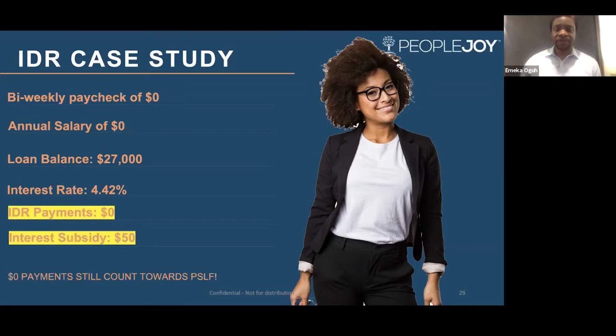Now, let's say she was completely unemployed. She has the option to go into forbearance and not make any payments, or she can actually enroll in an IDR plan, and based on her salary, she wouldn't have to make any payments, and the government would actually pay a portion of her interest. So that's the benefit of an IDR plan, is that no matter what you earn, you may qualify for a lower payment, and the government will actually pay a portion of your interest. And those payments, those $0 payments, will still count towards public service loan forgiveness.